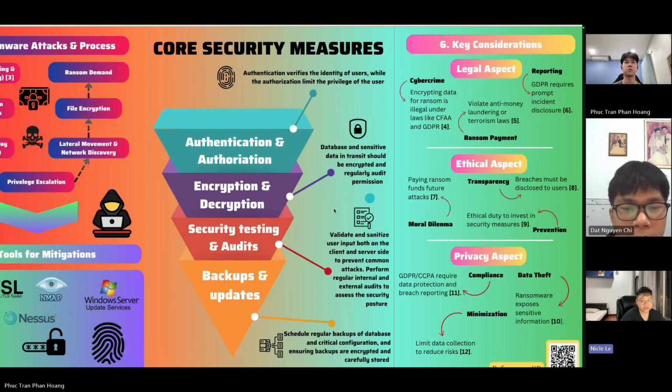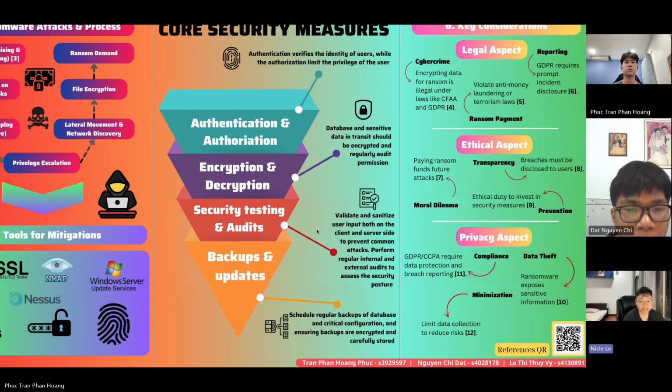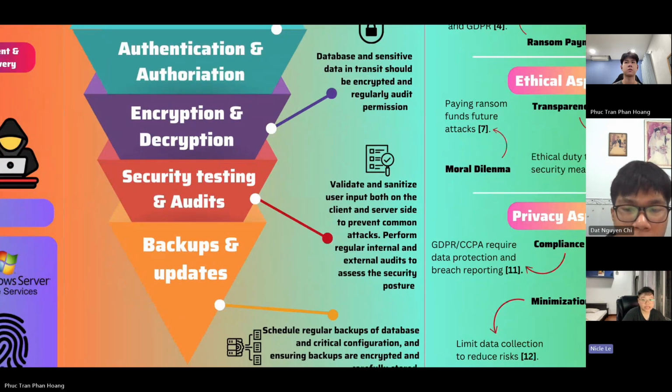For the third layer, security testing and audit, we identify vulnerabilities in applications with a tool such as an asset scanning tool to identify suspicious activity in the network traffic. Log monitoring tools are also employed to track unusual behavior, making sure the user is browsing safely.